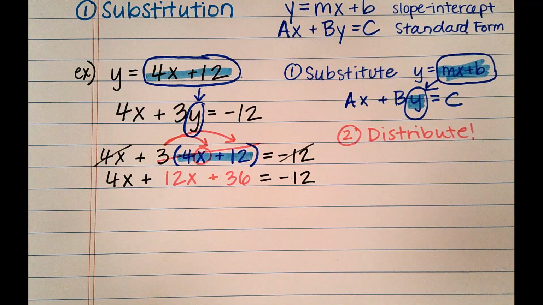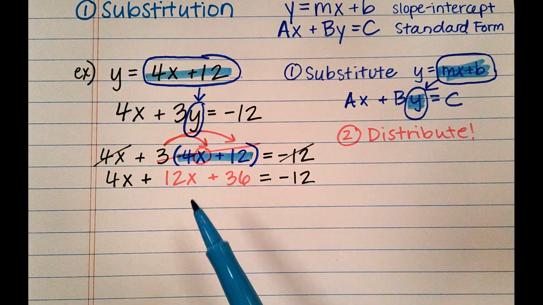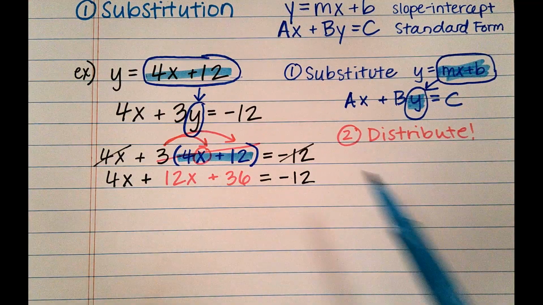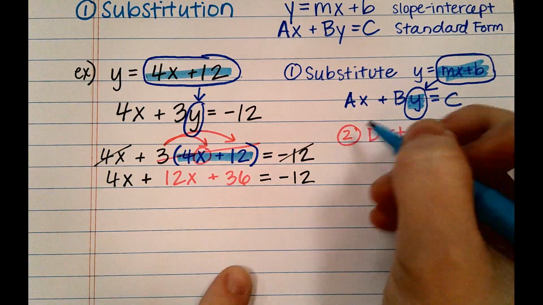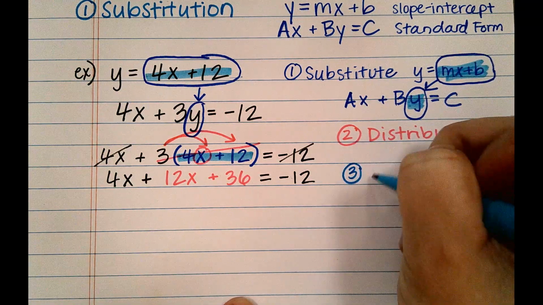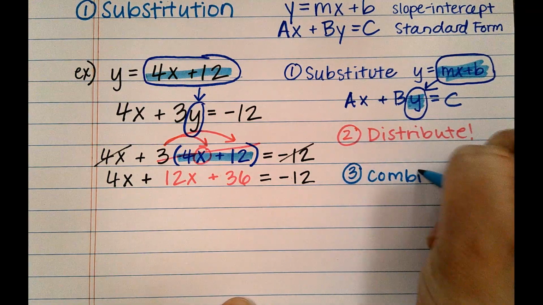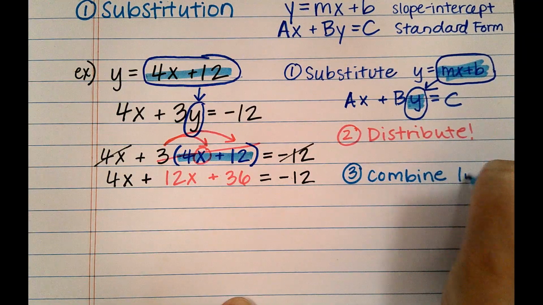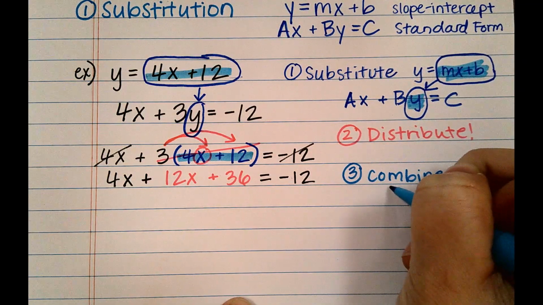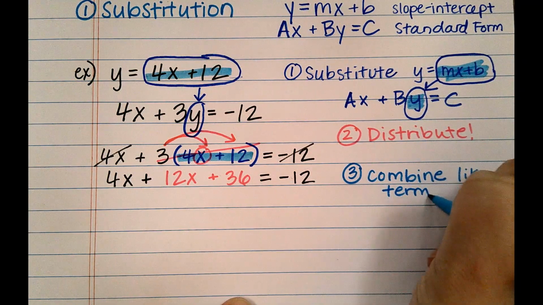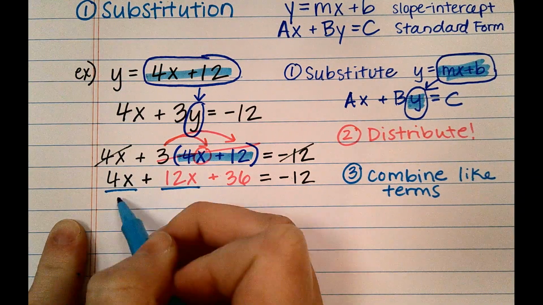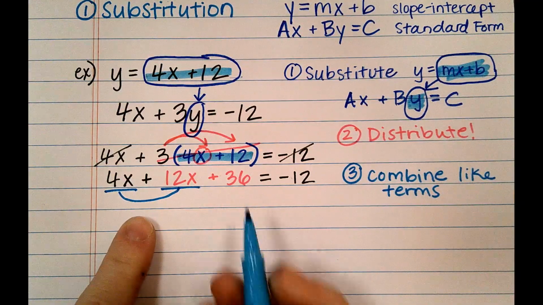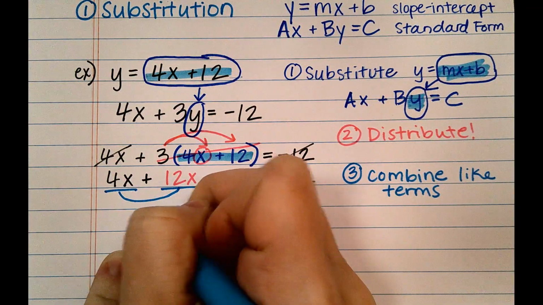Now we're doing the step where you say you're adding x's together. Anybody remember what that is called whenever we add together things that are similar? Your like terms. We're going to combine like terms. So that's step 3. Combine like terms. And we said 4x and 12x are like terms. So we add those and get 16x.